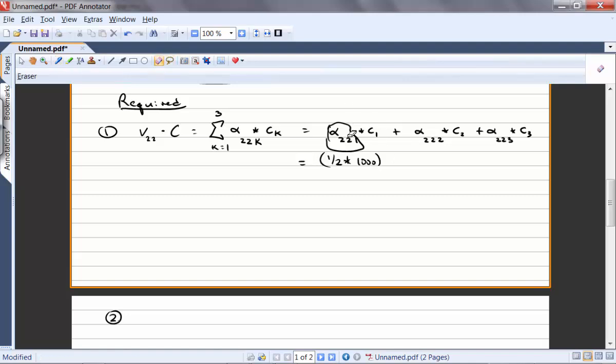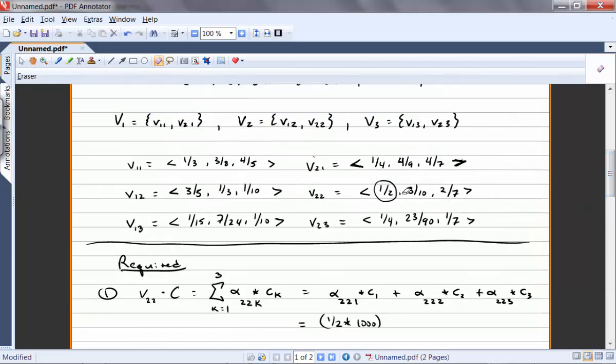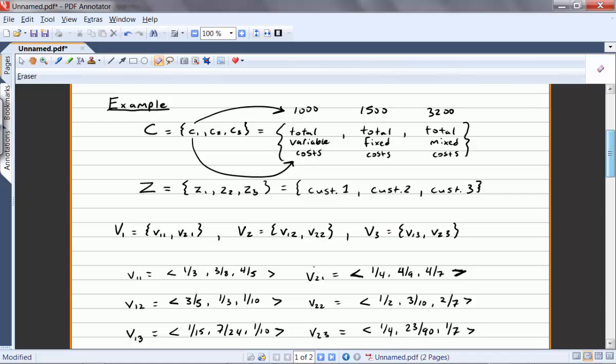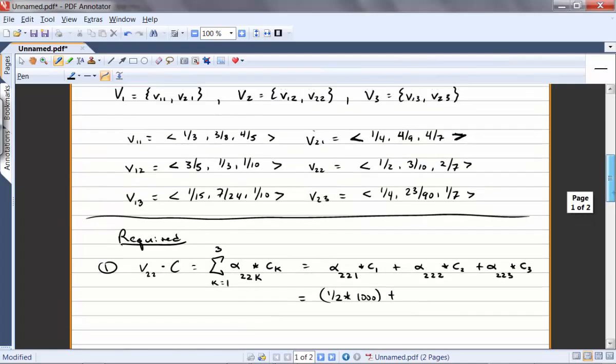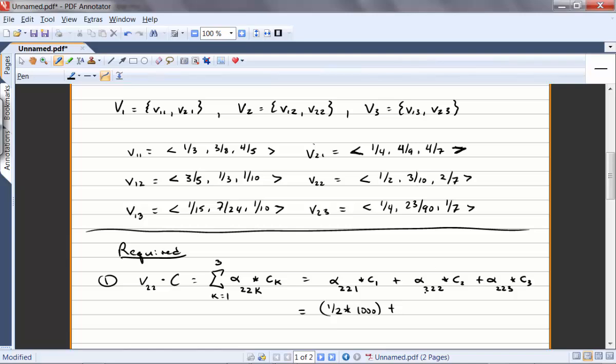I want to erase these things that I mark, or else it will get a little messy if I continue through this problem. Plus alpha sub 2, 2, again, second vector, second cost object, second weight, 3/10, times c sub 2, the second cost, which was the fixed cost, which I believe were 1,500.